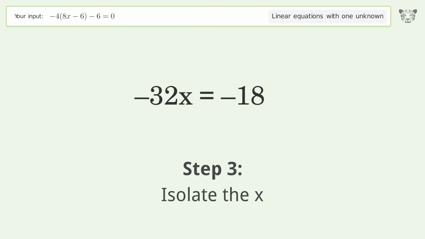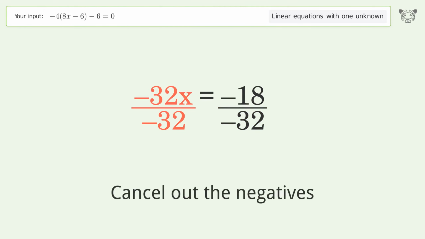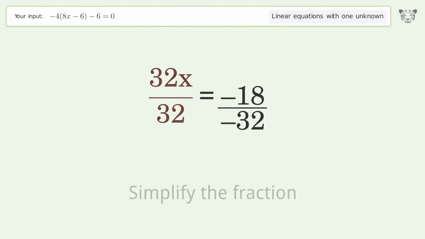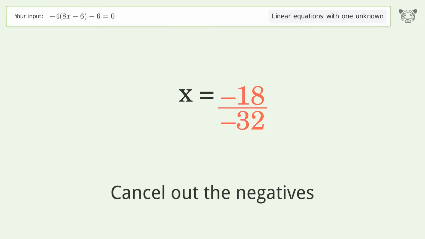Isolate the x. Divide both sides by -32. Cancel out the negatives. Simplify the fraction. Cancel out the negatives.